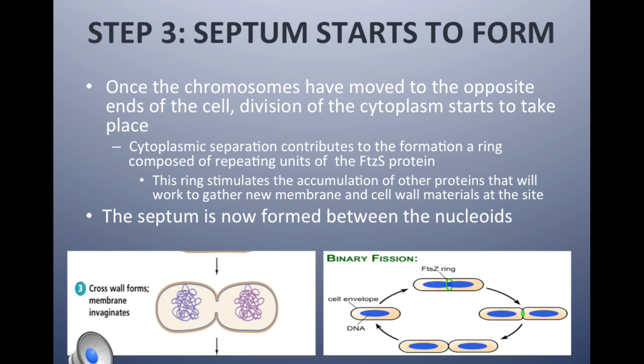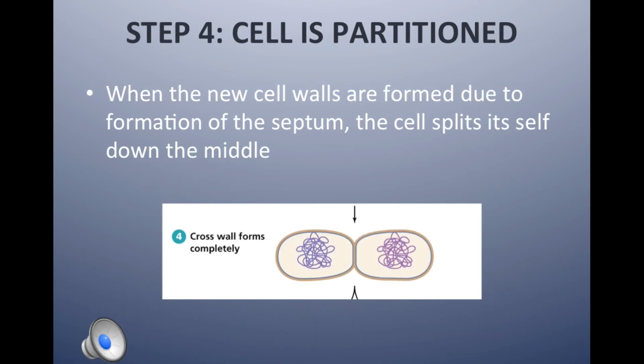Step number 3 is the septum starts to form. Once the new chromosomes have moved to the opposite cell ends and have each cleared the midpoint of the cell, division of the cytoplasm starts to take place. The cytoplasmic separation contributes to the formation of a ring, which is composed of repeating units of the FtsZ protein. This will help direct the partition between the nucleoids. The formation of this FtsZ ring stimulates the accumulation of other proteins that work to gather new membrane and cell wall materials at the site. The septum is now formed between the nucleoids.